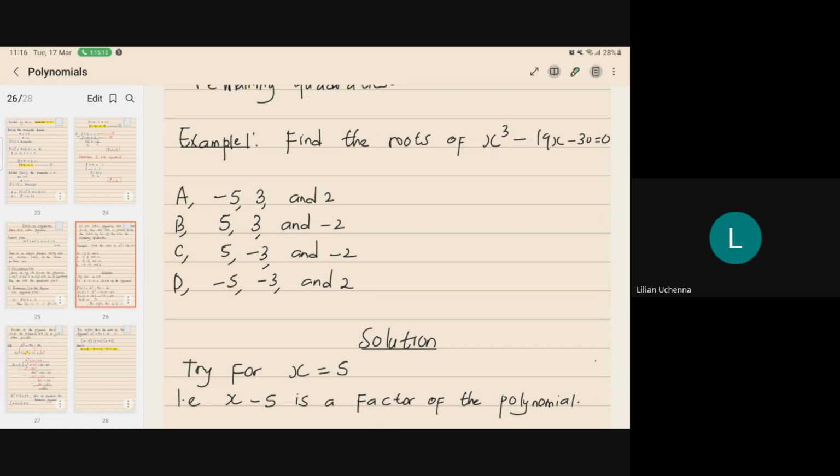So let's have another example. I hope everything is making sense. It's more like you use one of them to test if it is a factor. If one of them is a factor, you now go ahead and divide. So that is all that is required of you, right? Once you get that, you are good to go.